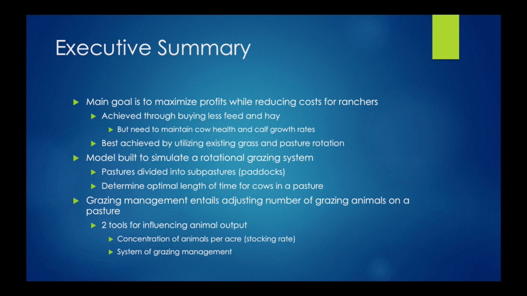So really, grazing management entails adjusting the number of grazing animals on a pasture at any one time. Two tools that influence our animal output are the concentration of animals per acre, the stocking rate, as well as the system of grazing management.